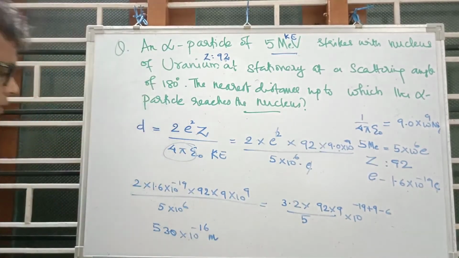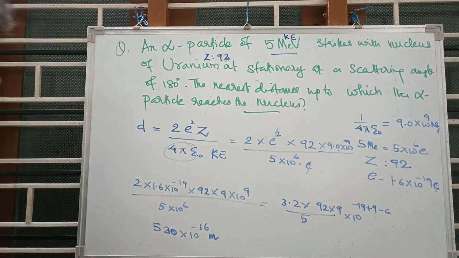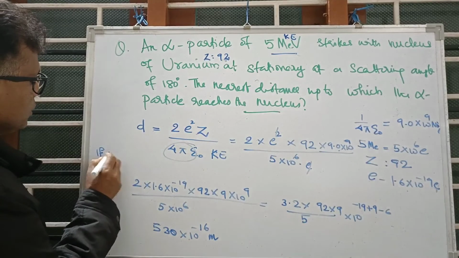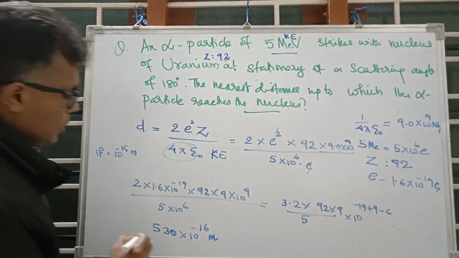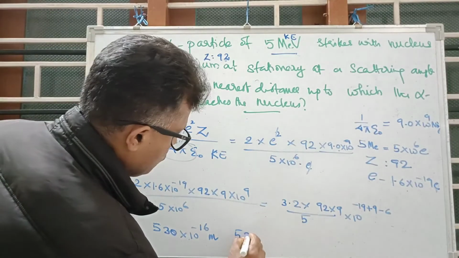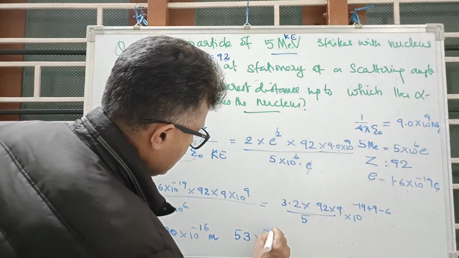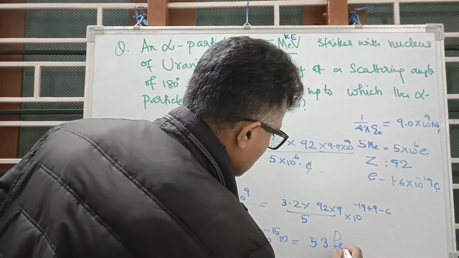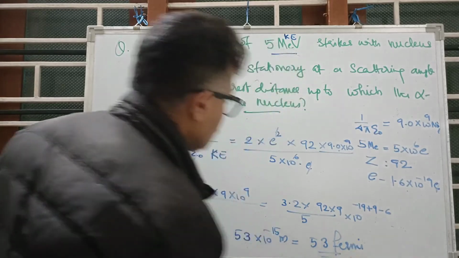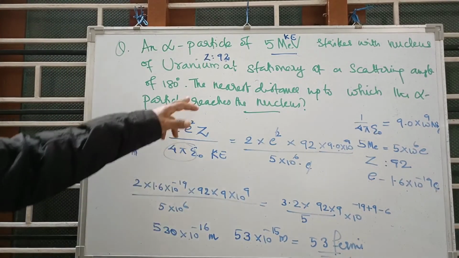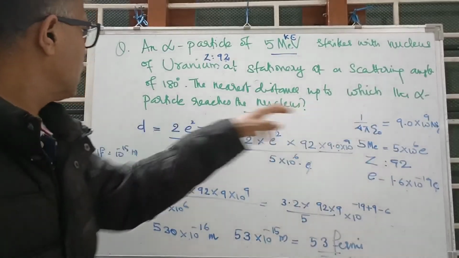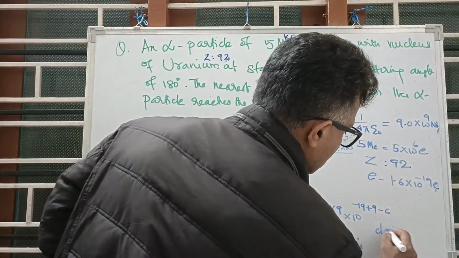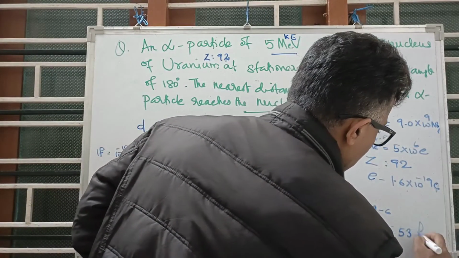Clear, no? So I'm just converting. We know that 1 Fermi is equal to 10 raised to minus 15 meters. So converting this, it is 53 into 10 raised to minus 15 meter, which is equal to 53 Fermi. Clear now? So now our answer: the alpha particle's nearest distance, the distance of nearest approach, is equal to 53 Fermi.